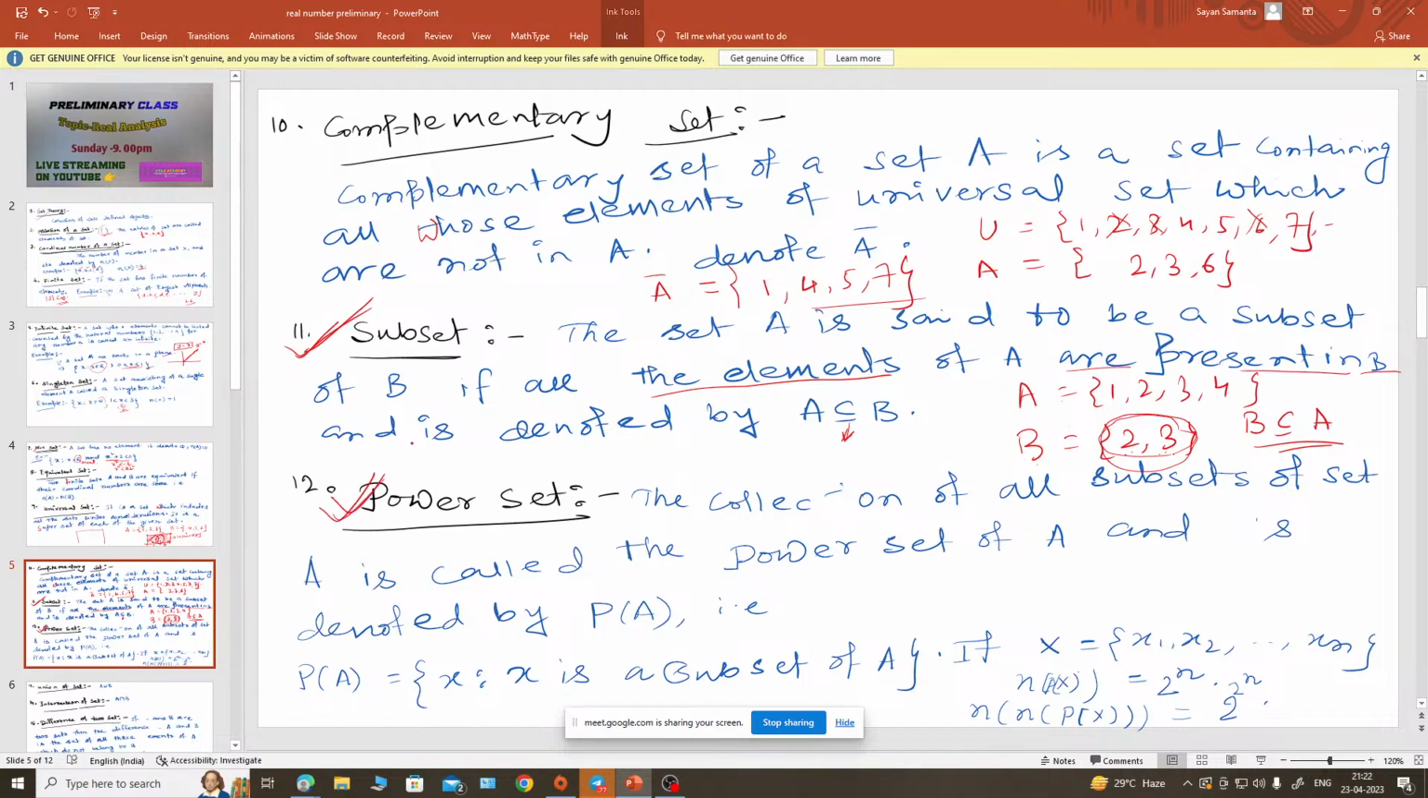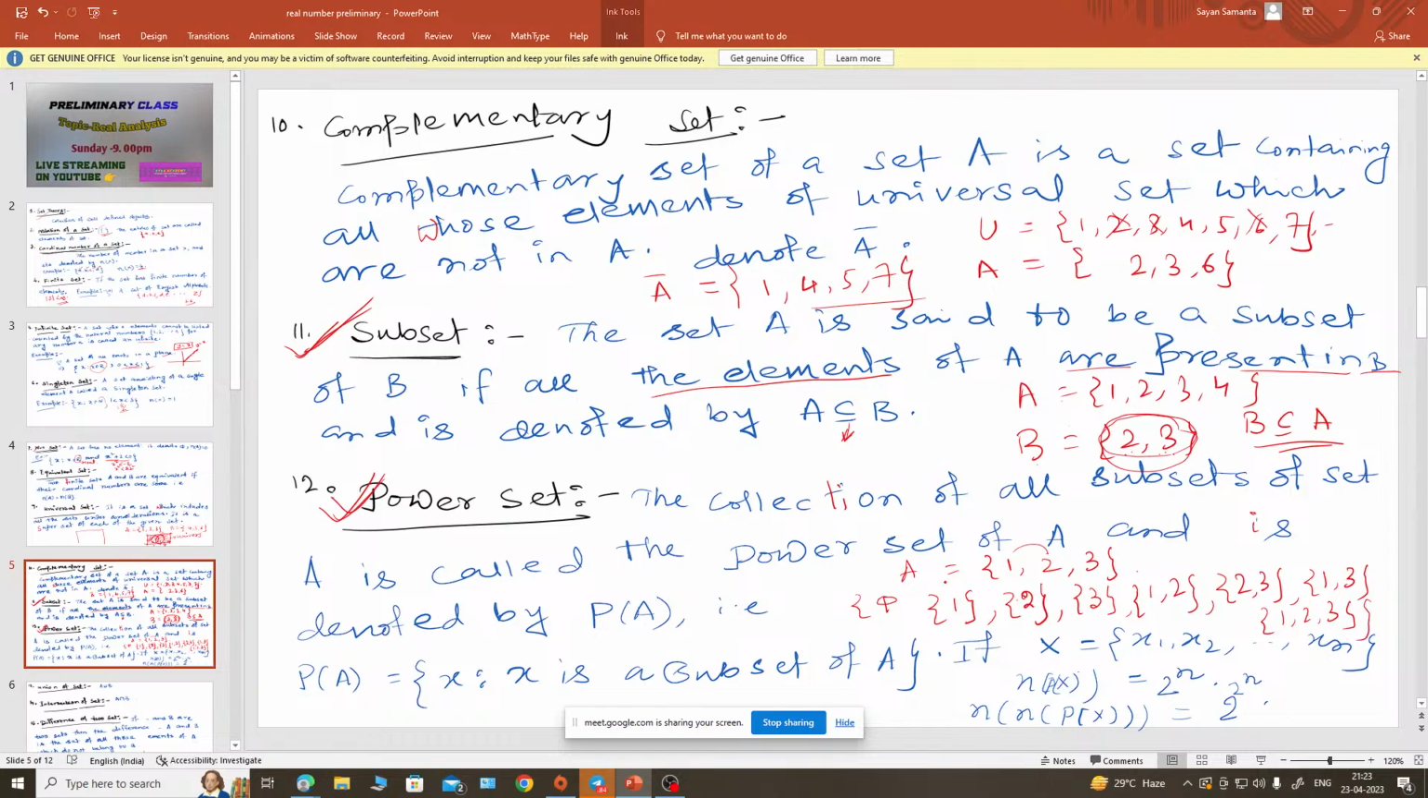Next, power set. What is power set? The collection of all subsets of set A is called the power set of A. So if we consider A equals 1, 2, 3, its possible subsets we can write: the null set, the sets with only one element, the sets with two elements, 1 2, 2 3, 1 3, and also 1 2 3. So these are all subsets of A.